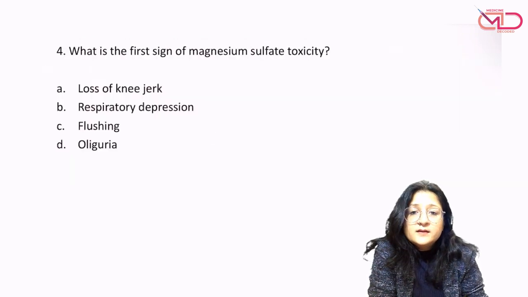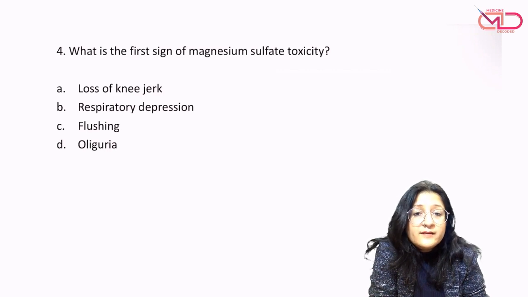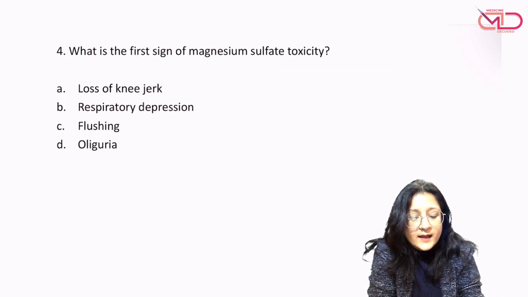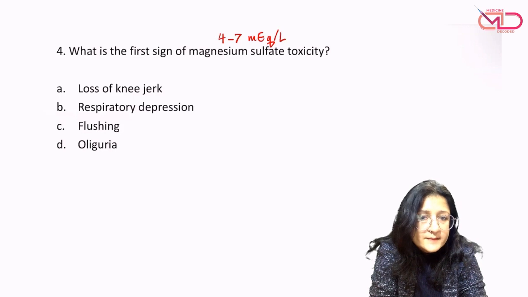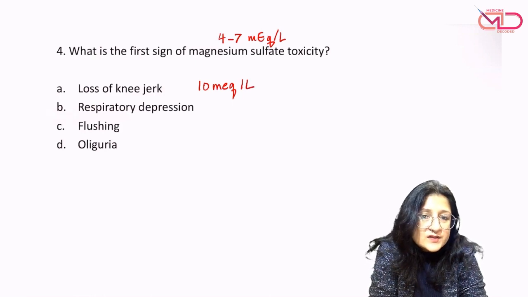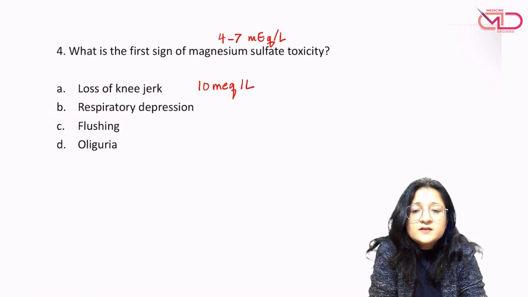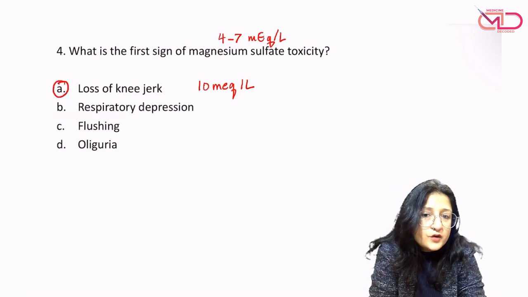Now let's have a look at the next question. Pretty straightforward question and a repeat question. What is the first sign of magnesium sulfate toxicity? Magnesium sulfate normal therapeutic levels in the serum are somewhere around 4 to 7 milliequivalent per liter. When the levels exceed 10 milliequivalent per liter, that is the time when the first sign of toxicity arises, and it is loss of deep tendon reflexes. Loss of knee jerk is the first sign of toxicity.